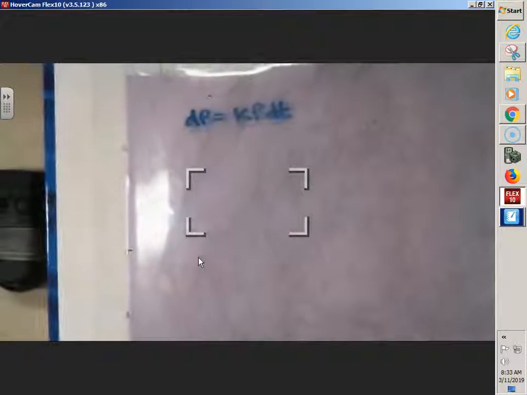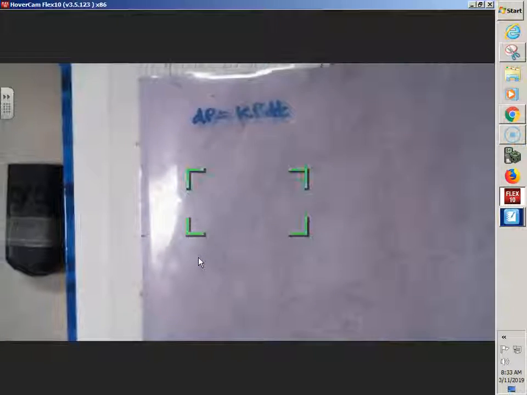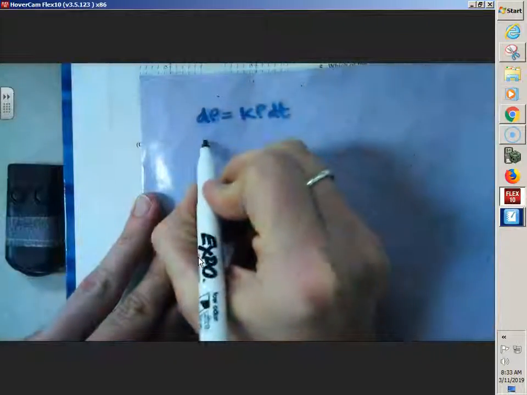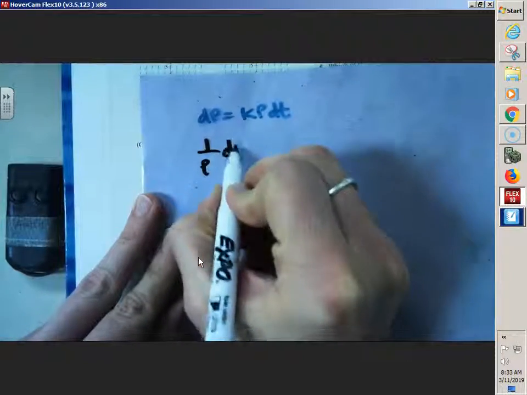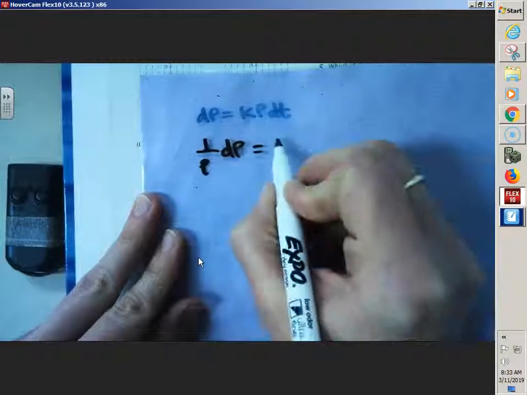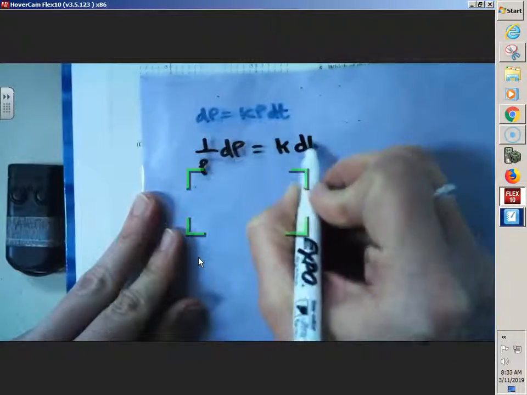Who doesn't belong? P. He's like the y value. We're going to go ahead and divide by P to get him over with the dP. Who's k whenever you see him? Is he a variable or a constant?